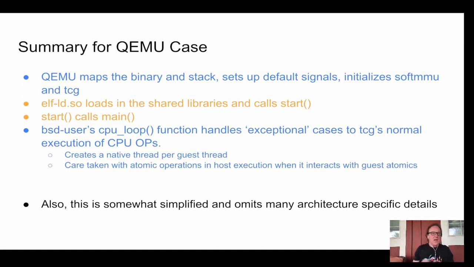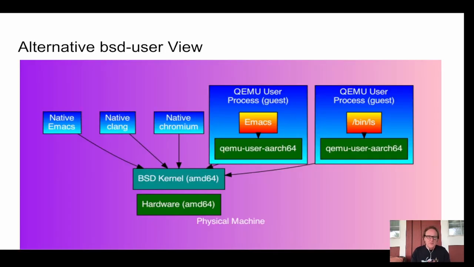And then as system calls come in and exceptional conditions, division by zero, illegal instructions, what have you, TCG drops out of its execution and compiling of code, and tells the emulation code, the kernel, the system code emulator, hey, this interesting thing happened, please handle it. And again, there's a lot of system-specific stuff that I've omitted from this.